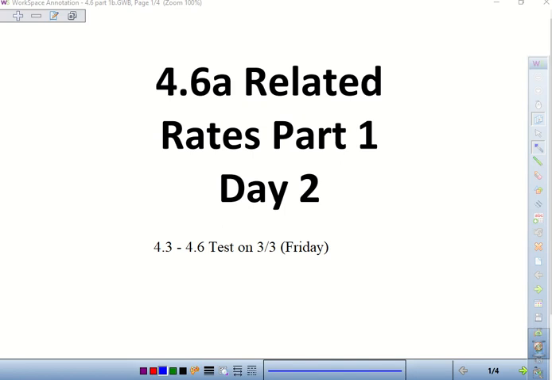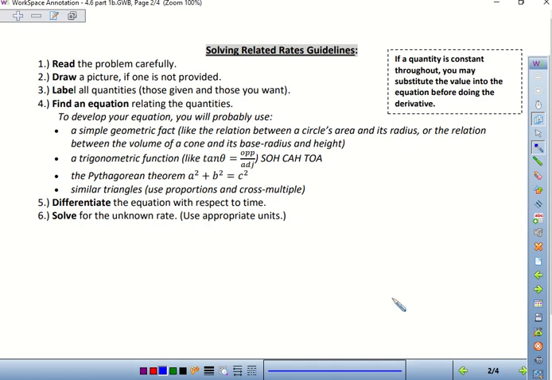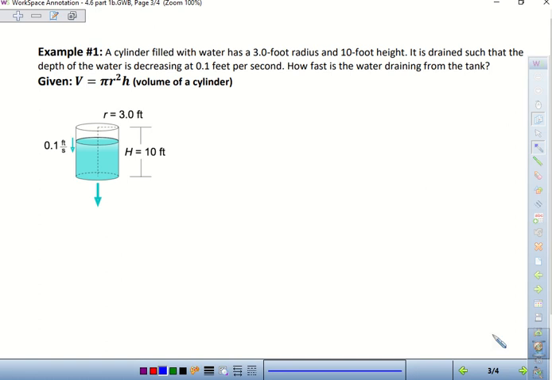All right, so today we're going to be doing 4.6a, which is related rates, part 1, day 2. So the equations, the rules, the instructions, the guidelines are all the same, but we're going to go into depth with some of these that we haven't addressed yet. All right, so we're looking at a problem here.